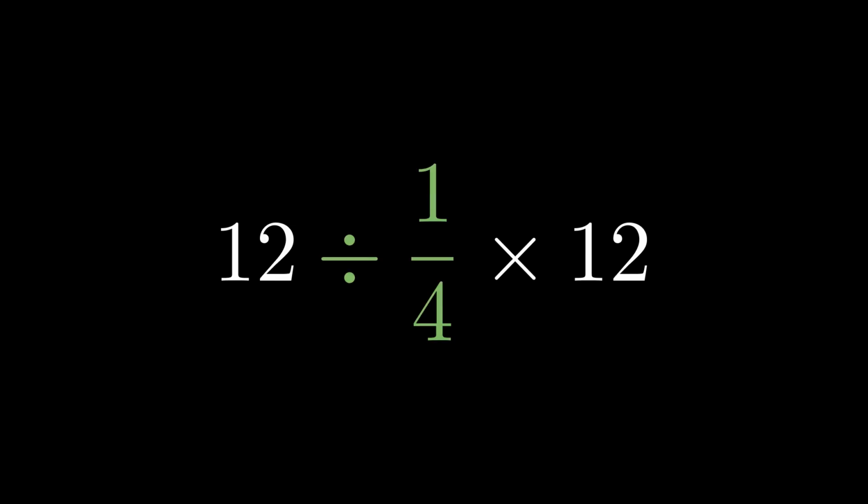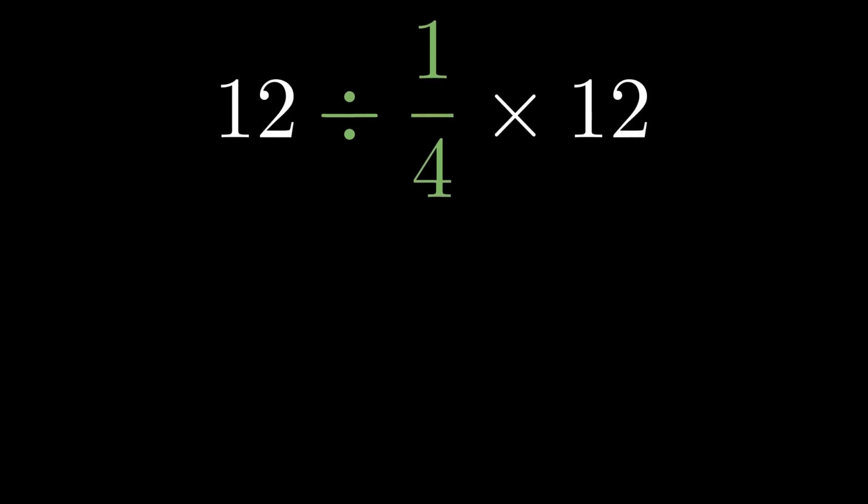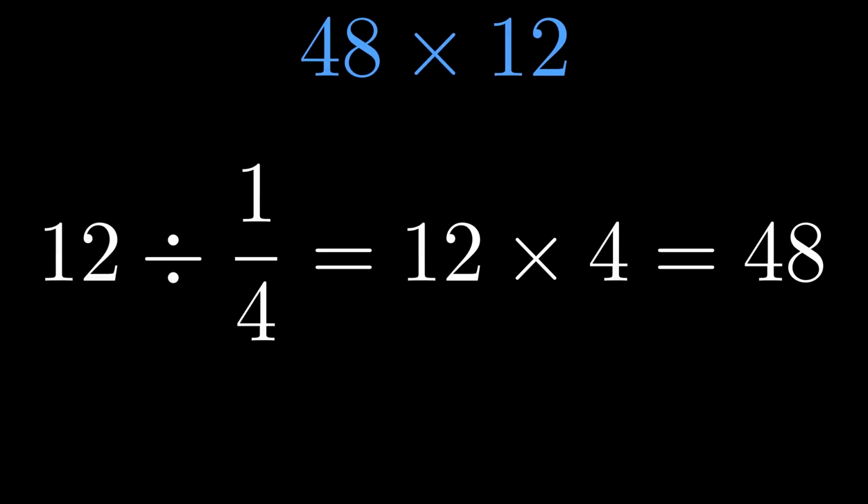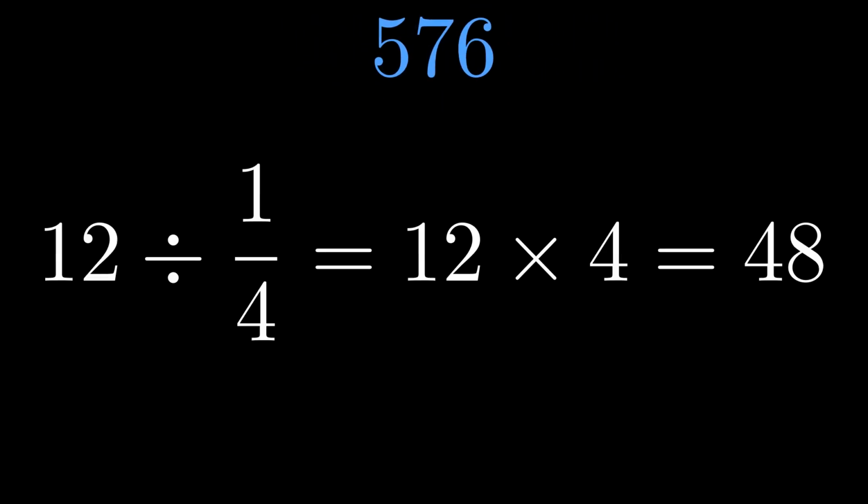Dividing by a fraction means multiplying by its reciprocal, so 12 divided by 1/4 becomes 12 times 4. 12 times 4 equals 48. Now we have 48 times 12, which equals 576. A dramatically different answer. This interpretation follows strict left-to-right order of operations.